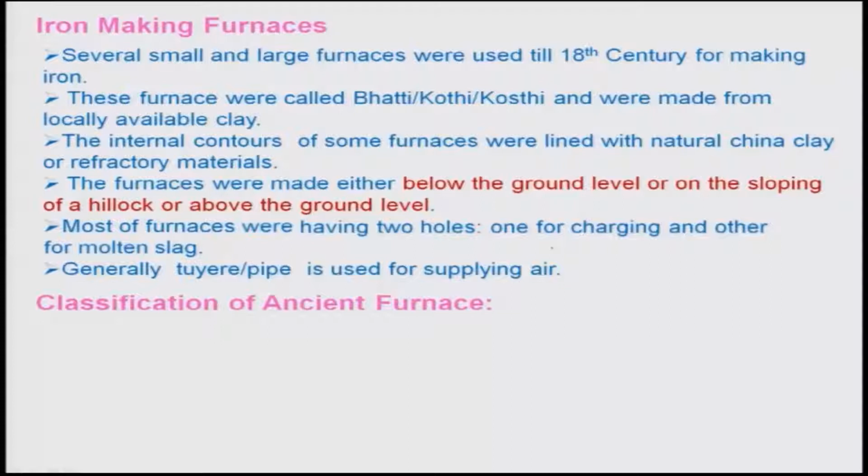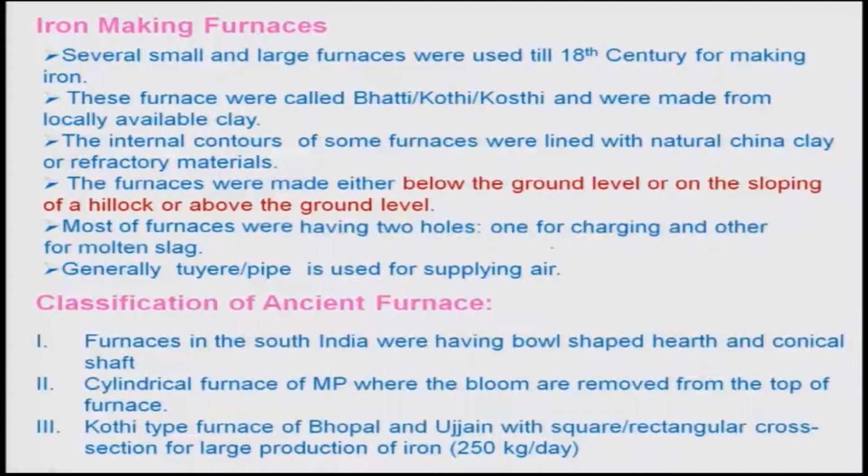In the classification of ancient Indian furnaces, furnaces in South India had a bowl-shaped hearth and conical shaft. There were cylindrical furnaces of Madhya Pradesh, where blooms were removed from the top of the furnace. And the koti type furnace of Bhopal or Ujjain, with a square or rectangular cross section for large production. That means they were getting something like 250 kg per day, which is quite a huge amount compared to other furnaces at that time.